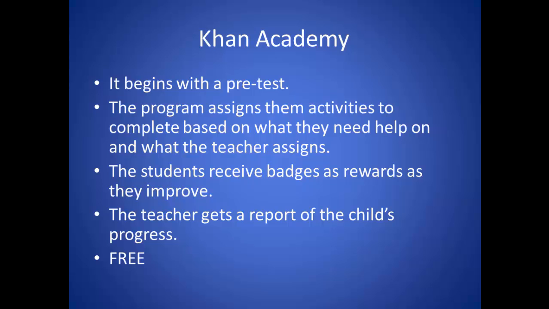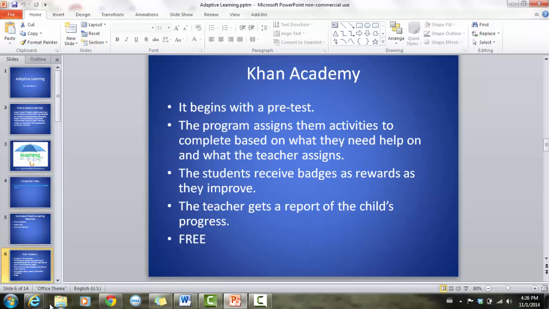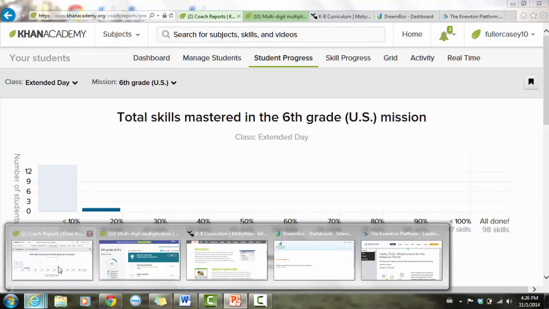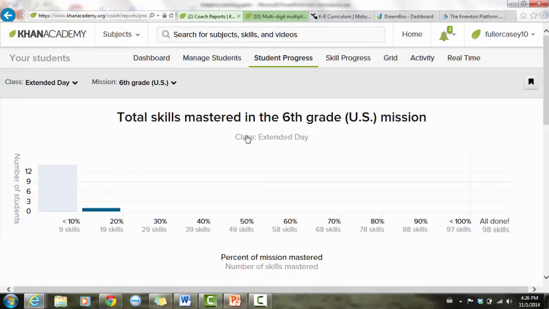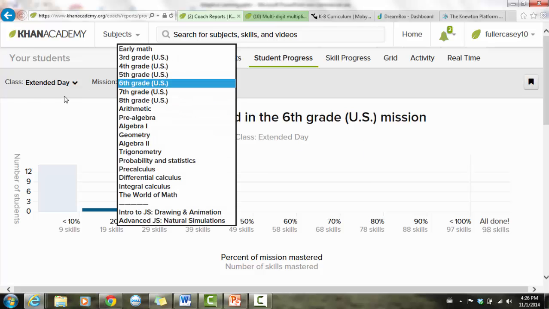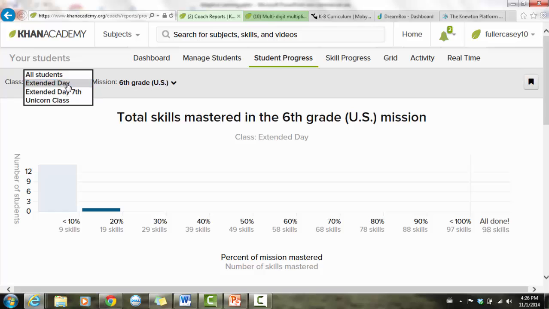Now I'm going to let you see the Khan Academy that I have set up. Before I received the maternity leave that I'm filling in for a teacher on maternity leave, I was in Muscle Shoals in their extended day program. I was only there for 2 weeks before I was given the opportunity to do the maternity leave. Since I was in a middle school program, I decided to set up a program for the extended day kids. So you'll see that it says class is extended day. They were 6th grade and also had 7th grade.